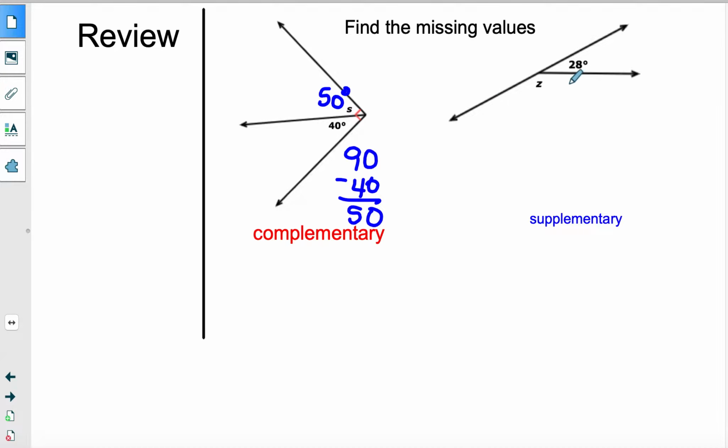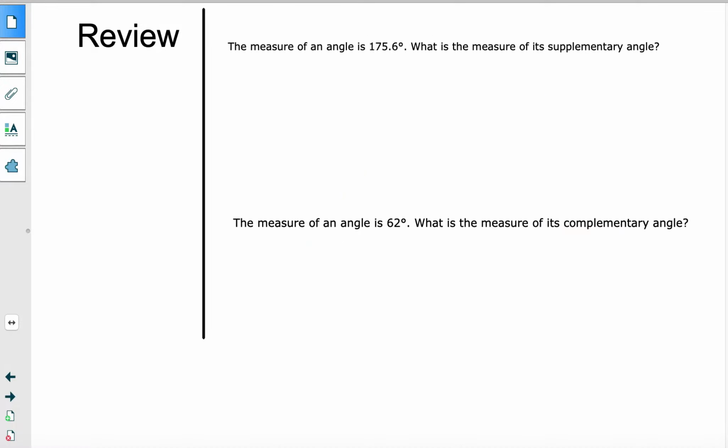So let's go find this one, supplementary, 180 minus 28. And yes, I'm fine if you use a calculator, but go ahead and do it right now, is 152 degrees. So I want you to go find these two now. The measure of an angle is 175.6. What's the measure of its supplementary angle? And the measure is 62. What's the measure of its complementary angle? Come back when you are done.